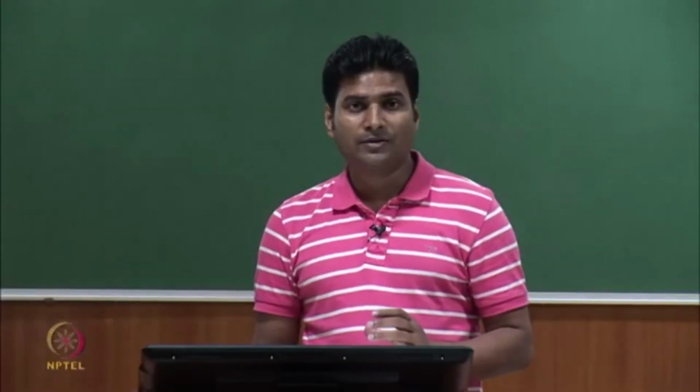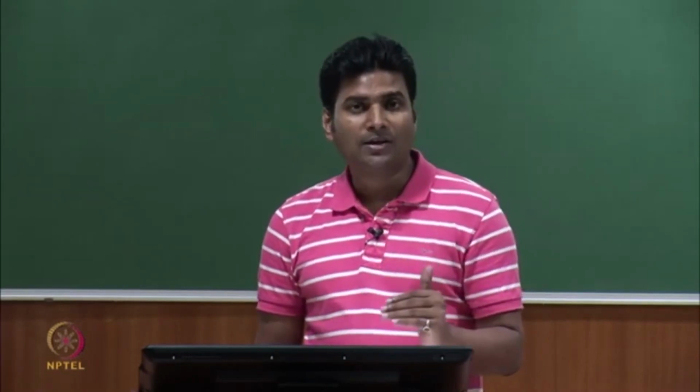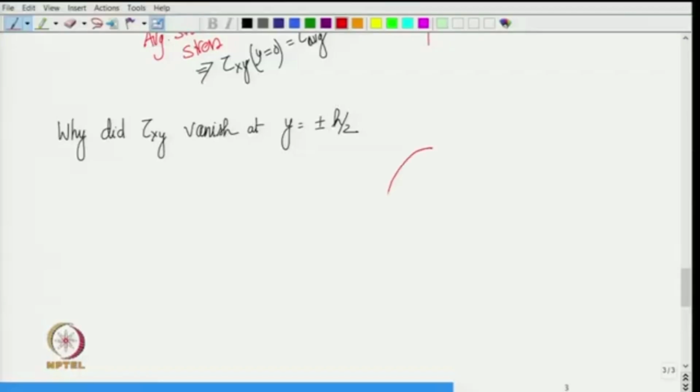See, in this entire derivation we used an approximation that tau x y does not vary when the z coordinate is changing, is not it? Now, think of a circular cross section. Suppose we have a beam having circular cross section.